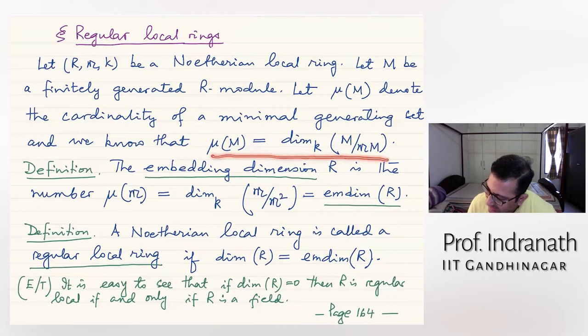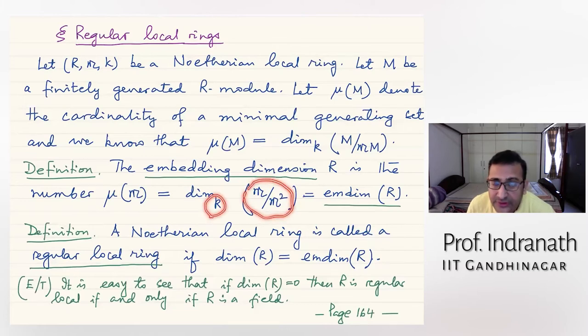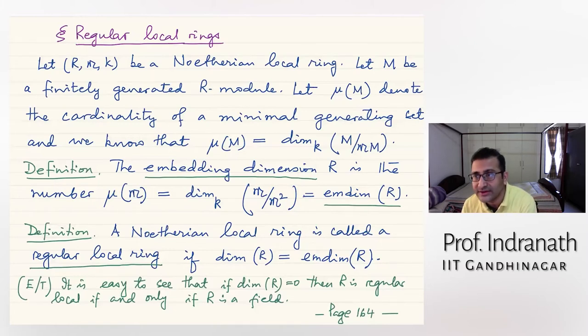And the embedding dimension is defined to be this, the dimension of this vector space, m over m square over the field k. This is mu m. This is what is called the embedding dimension. And what is a regular local ring? When the Krull dimension matches with embedding dimension. Otherwise, it's an inequality, right?